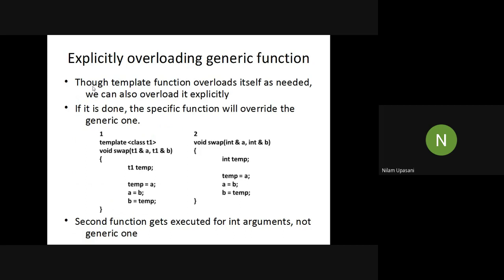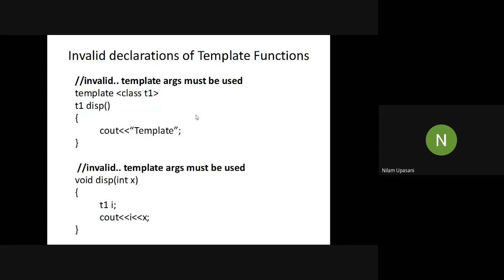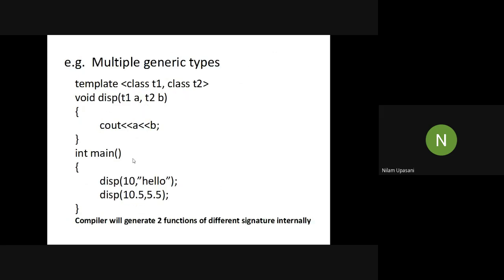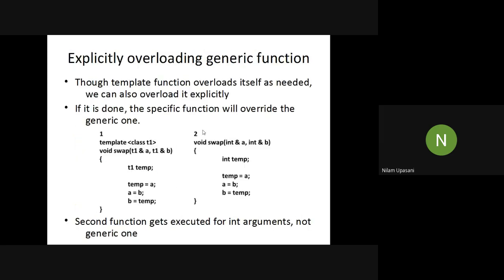Now, next thing is explicit overloading of generic function. What is explicit overloading of a generic function? We have already seen that implicit overloading happens automatically. Like in this case, the first time it is called for integer and character array, so the first instance of this function is created with integer and character array. Next time I'm calling it with maybe float and float, so the next instance is created with this combination, float and float. So each time we are creating different instances.